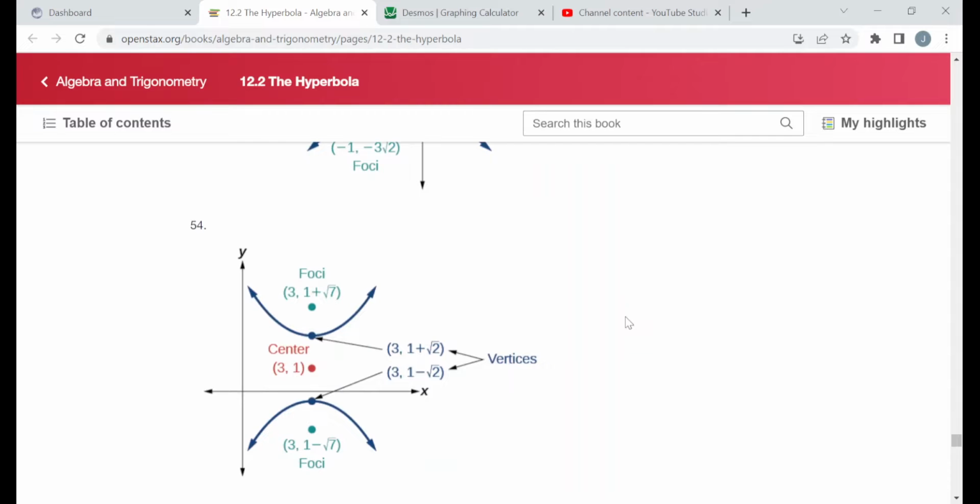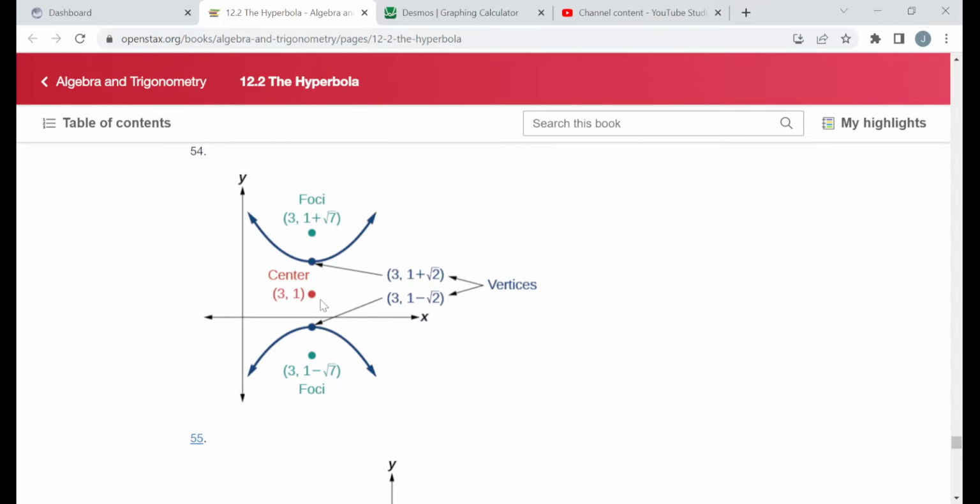So we're given a graph, and once again, we have the center, so we know h and k. We have the vertices, right? So we can find a. We have the foci, so we can find c, which will help us find b, and then we'll know the equation. And the transverse axis is vertical this time. So it's going to be that version of the equation where it's y squared over a squared first, right? Y minus k squared over a squared. All right, so I'll write out all the information here again.